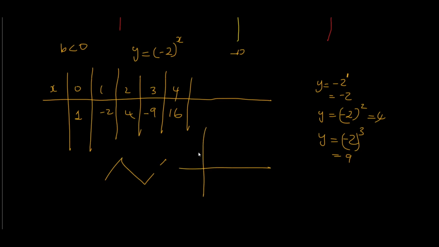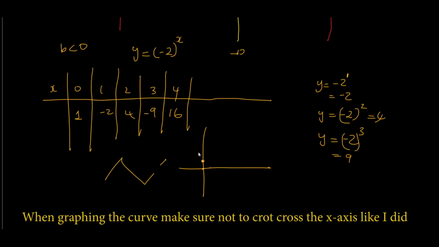So when x is 0, we have 1. When x is 1, we have negative 2. And then when x is 2, we have 4. When x is 3, we have 9. When x is 4, it is 16, and so on. You can see that we will get something that is sinusoidal like that.